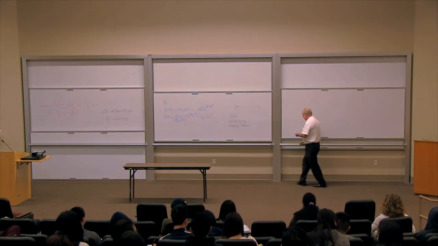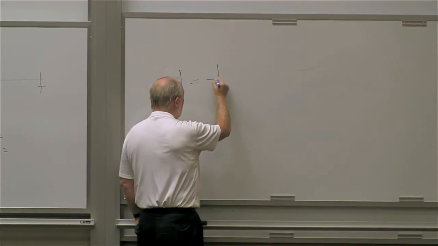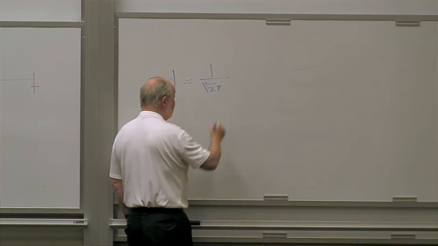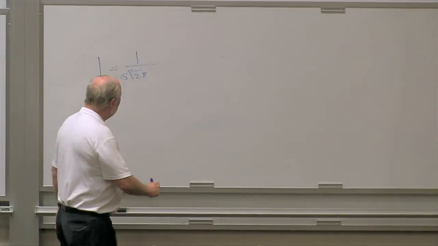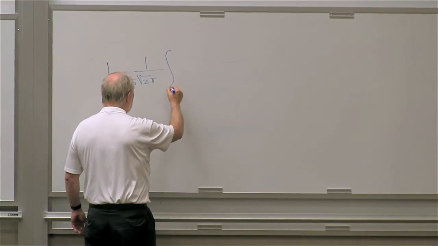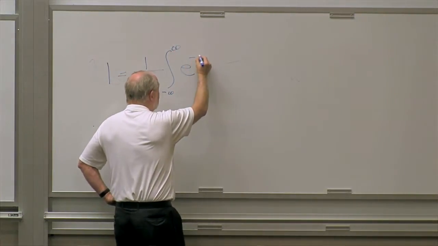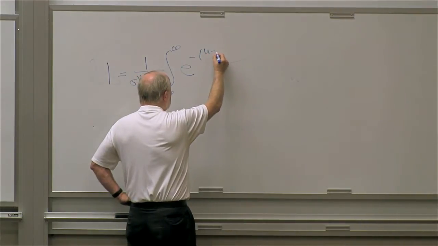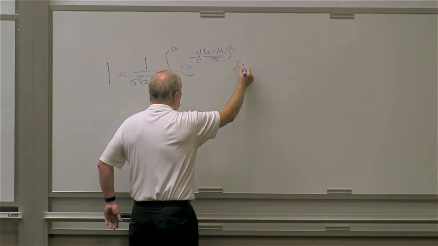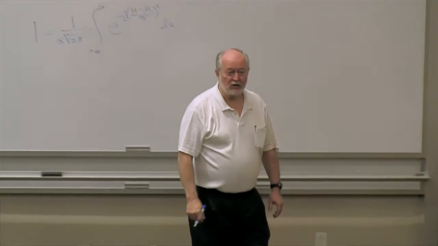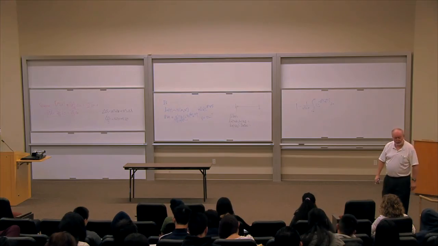For the normal distribution, I know that 1 is equal to 1 over root 2 pi sigma, the integral from minus infinity to infinity of e to the minus u minus mu over sigma squared to the 1/2 du. Okay, that just says you sum all of the little probabilities, you have to have probability 1. Okay, certainty.